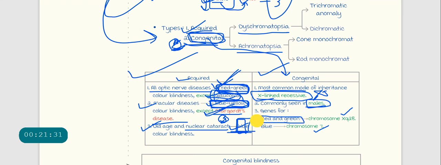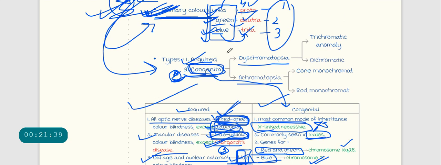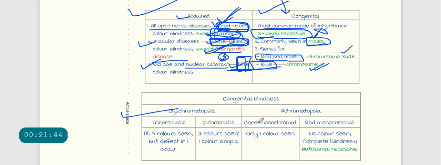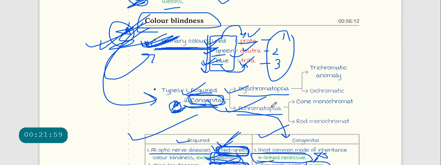Now discussing dyschromatopsia and achromatopsia. These are basically congenital color blindnesses, and they are further subclassified. Dyschromatopsia has trichromatic anomaly, or it could be dichromatic. The name itself tells us: tri means three colors, or di tells us two colors.